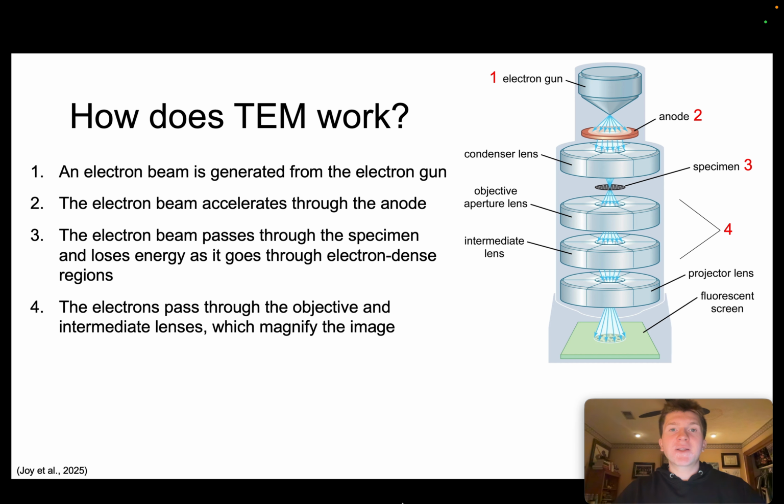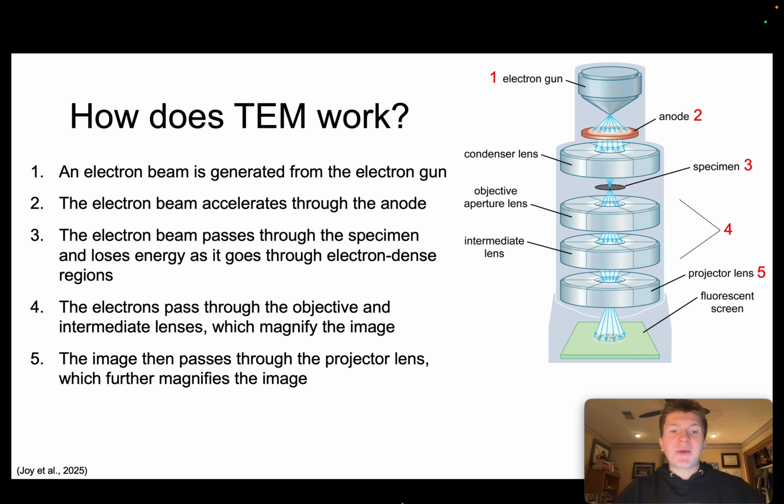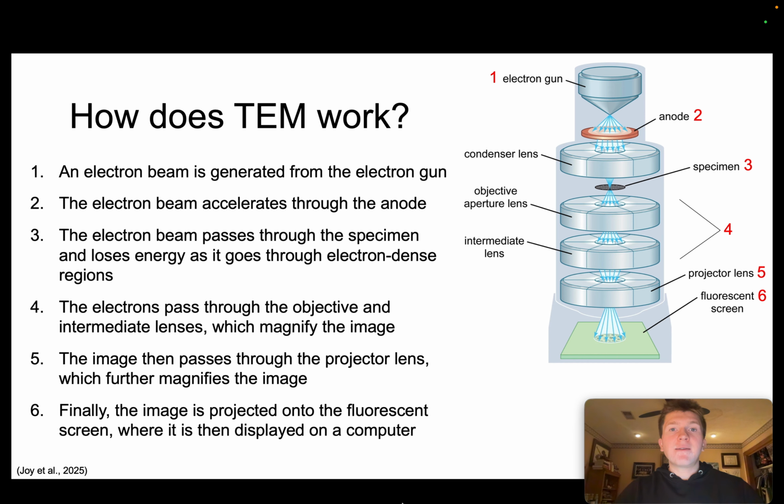After that, the electrons pass through the objective and intermediate lenses, which magnify the image. Next, the image passes through the projector lens, which further magnifies the image. Finally, the image is projected onto the fluorescent screen, where it is then displayed on a computer.